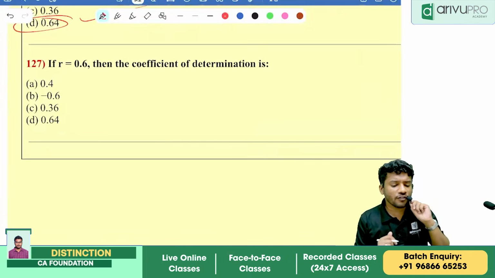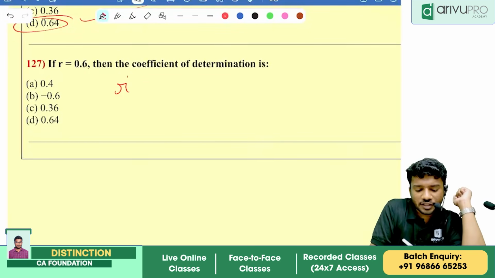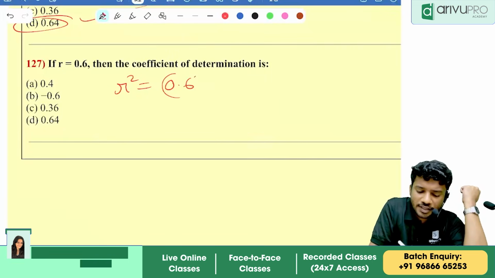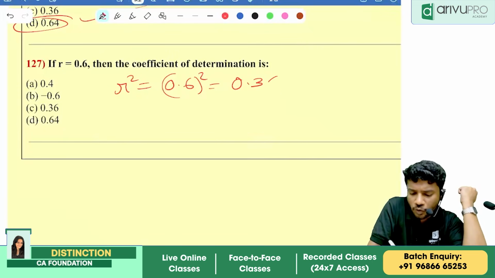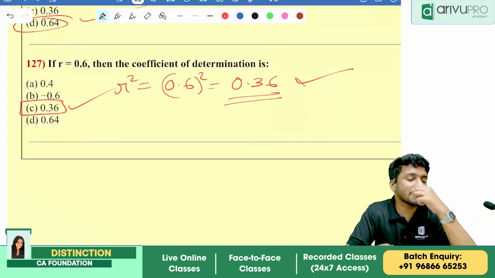Give me the value of the coefficient of determination for this. Coefficient of determination is r square, which is equal to 0.6 the whole square, which is equal to 0.36. Which option is the answer? Option C is the answer.